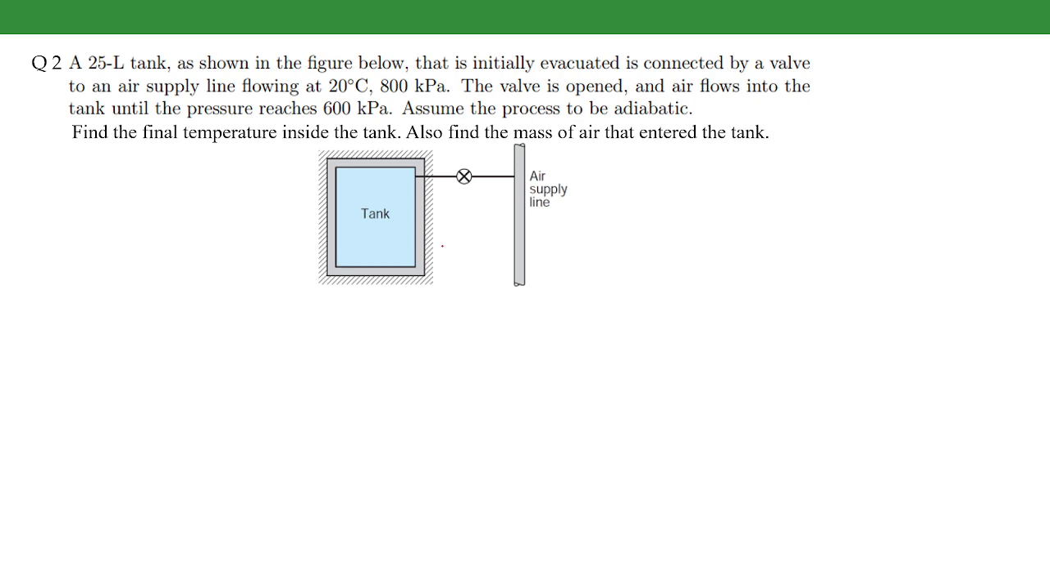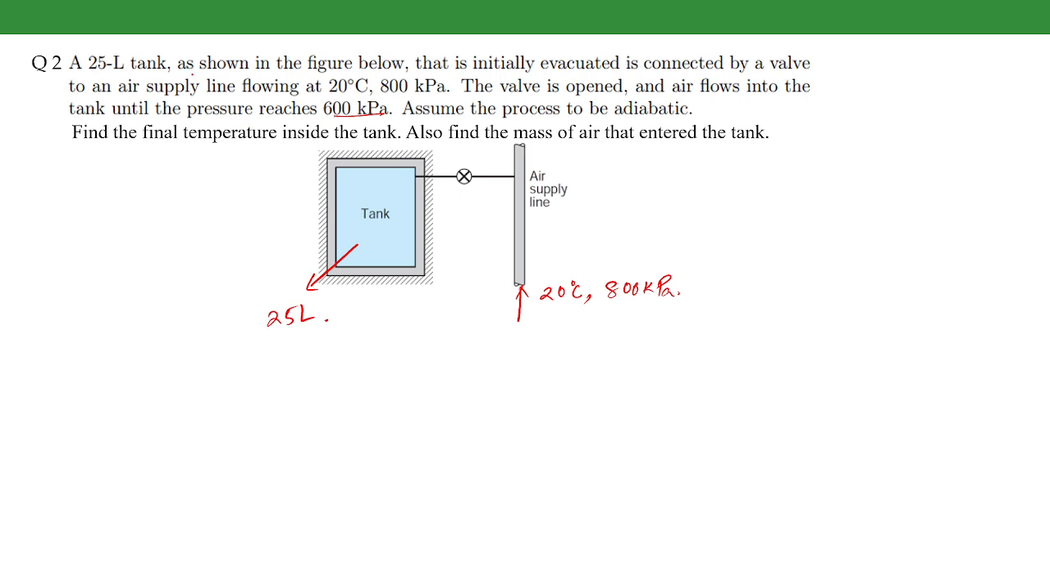So this air supply line has air flowing at 20 degrees Celsius and 800 kPa, and the volume of the tank is 25 liters. From the initial state to the final state of 600 kilopascal, it will fill the tank.